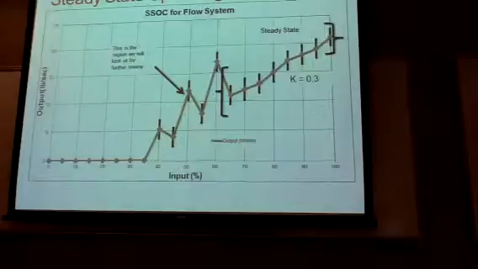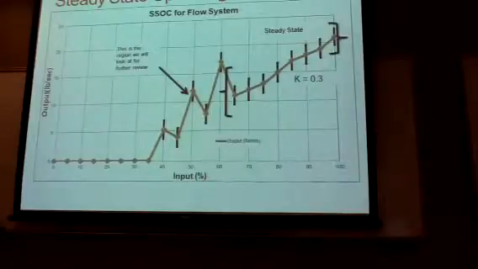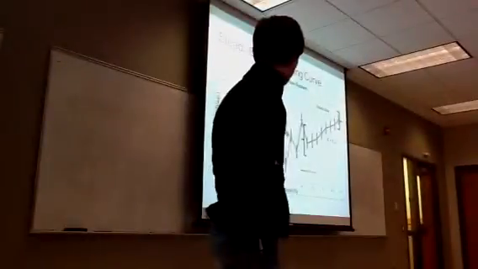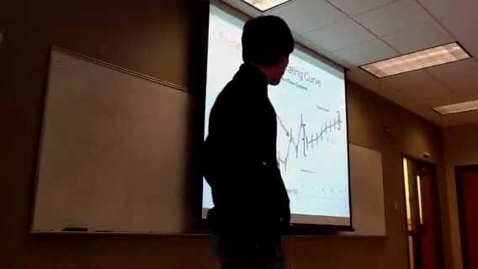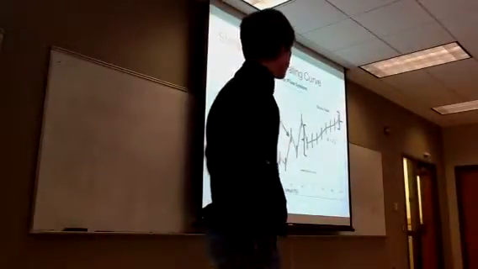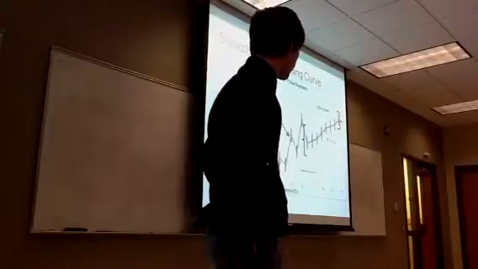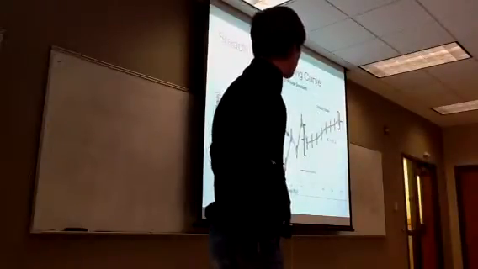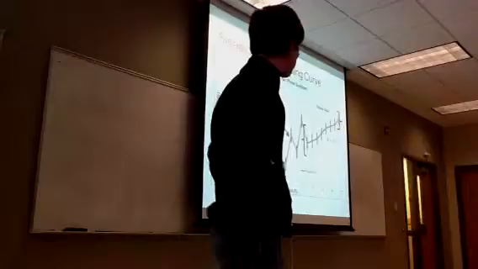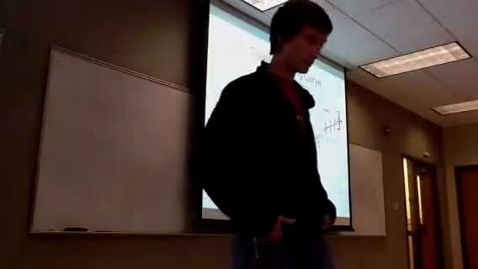This is our steady state operating curve. As you can see, between about 35 and 65% input, the system does not act very predictably. So the steady state operating range would be between 65 and 100%. And there we have a k-value of 0.3, or the slope of that would be 0.3. I'm not sure if that's actually gain.